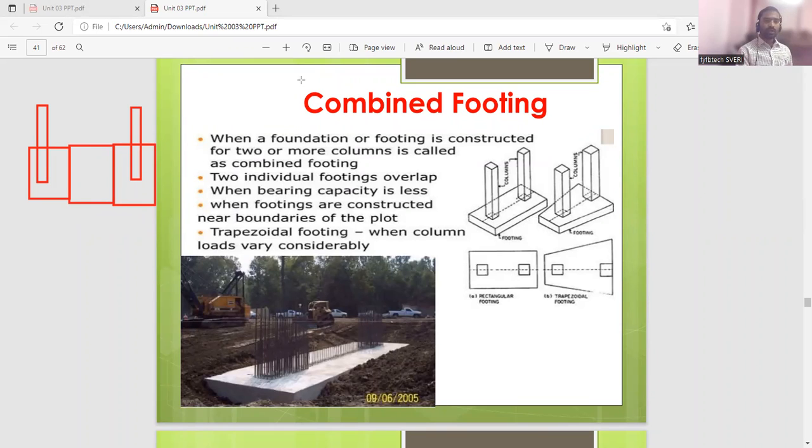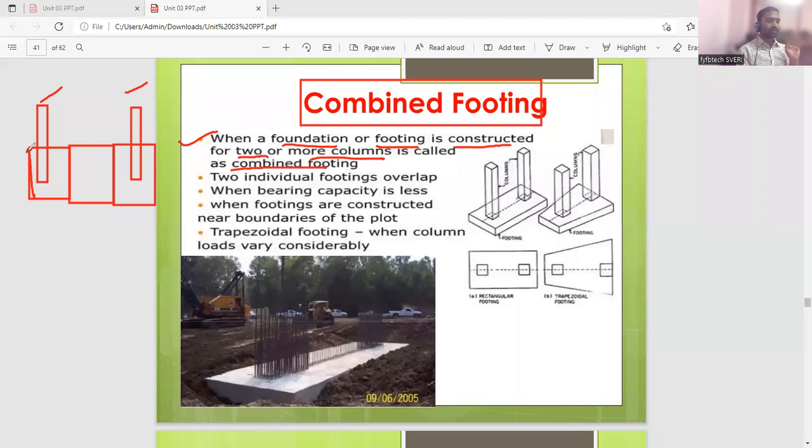So combined footing matlab kya hai? This is when the foundation or the footing is constructed for two or more columns, it is called a combined footing. Isme dekho, ek problem hai. How many columns are there? Two columns. So the footing is common for both columns, then it is called a combined footing. If two individual footings are overlapped, then the load bearing capacity is less.